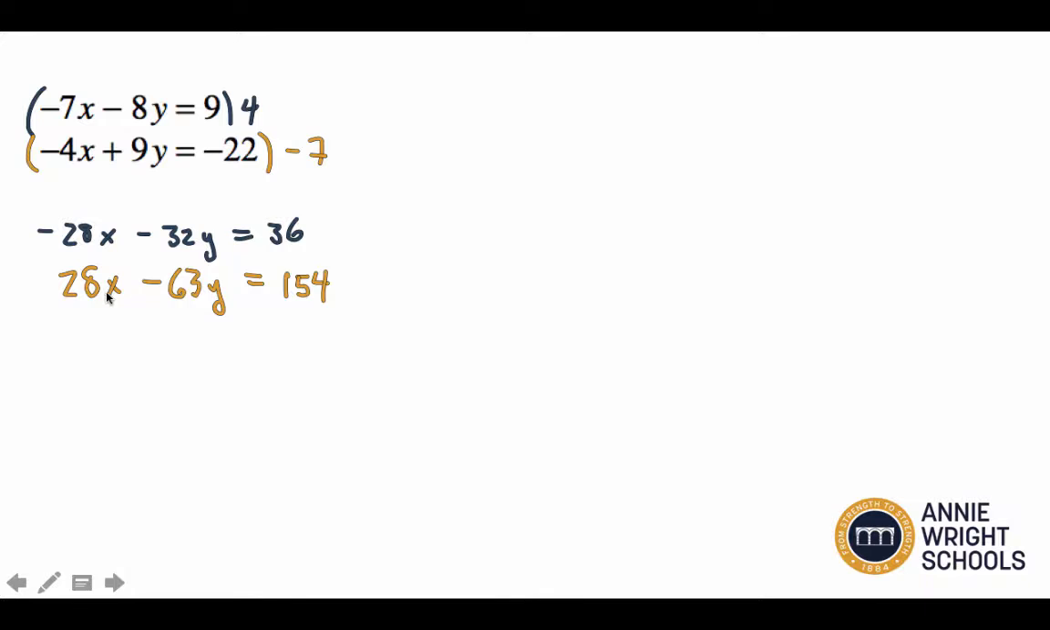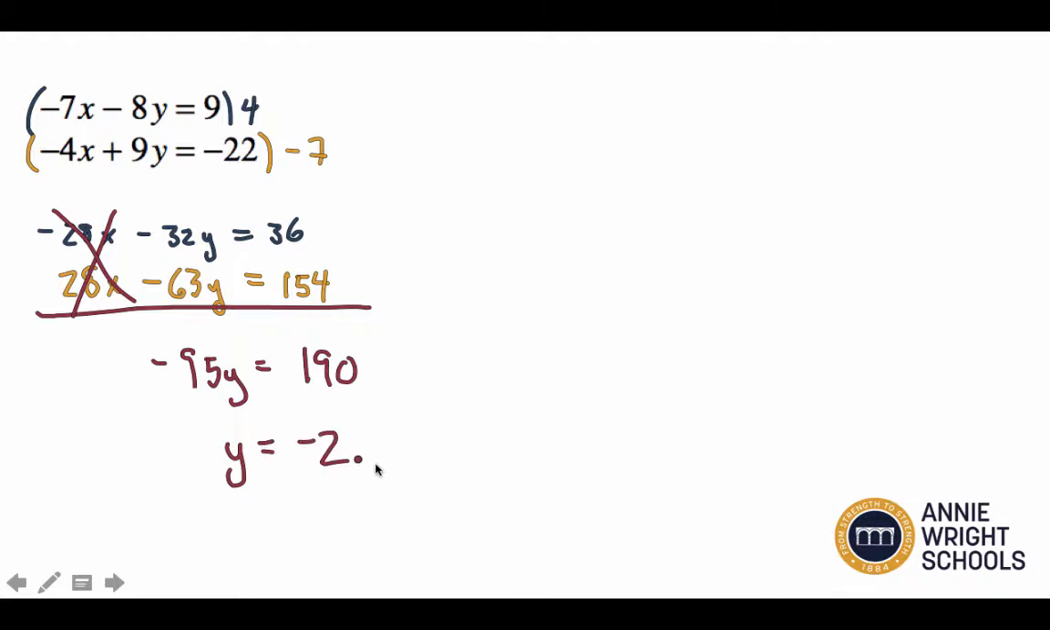This is looking pretty gross, but trust me, it's not going to be that bad when we add everything up. Add these up and they cancel. That's why we did it. Notice the 4 and the 4, the 7 and the 7, that will always work. Sometimes you can pick a smaller number, but that one works. Add this up and I get negative 95y equals 190. Now, divide both sides by negative 95, and you should get that y is equal to negative 2.